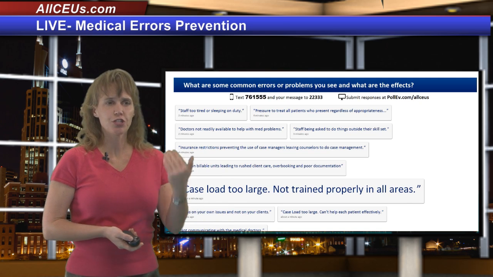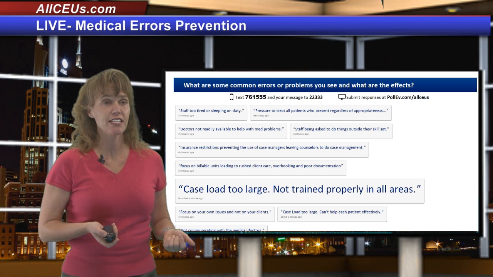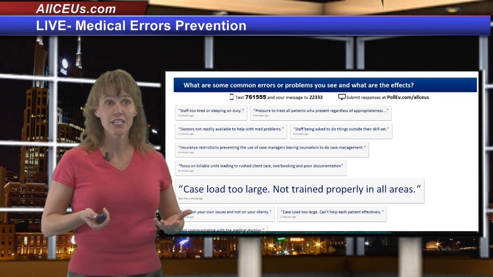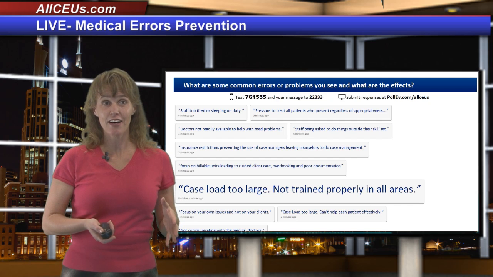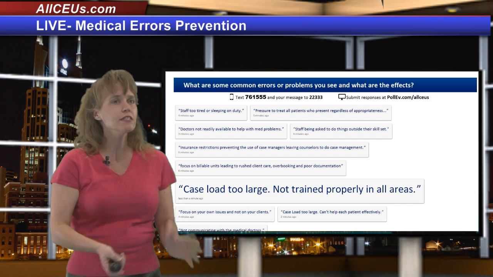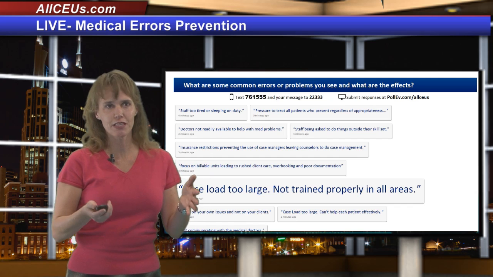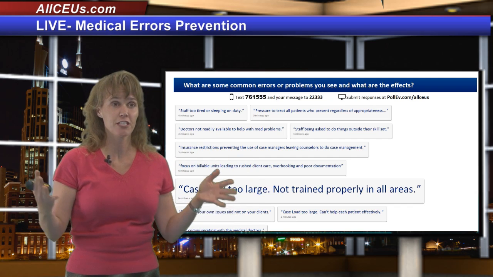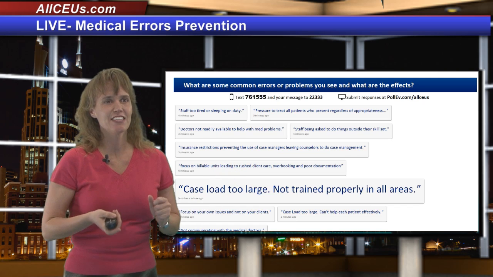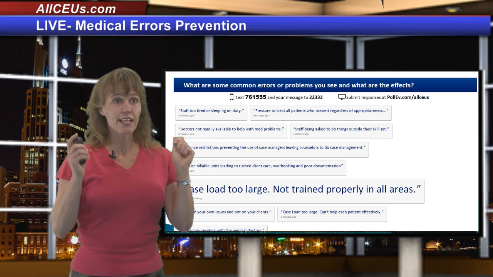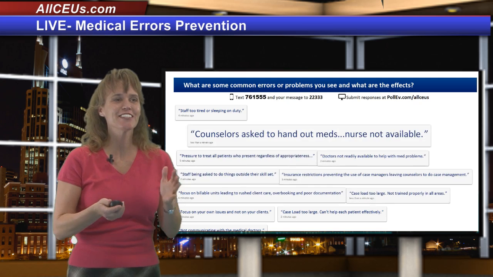Caseloads being too large, not trained properly in all areas. One of the areas that I'm finding people don't feel comfortable with that they're expected to do right now is their electronic health record. It takes inordinate amounts of time to try to get that stupid thing to work. And I'm just speaking in general about EHRs. You know, I've experienced 3, and one has been really good. One made me want to pull my eyelashes out. So there are differences.